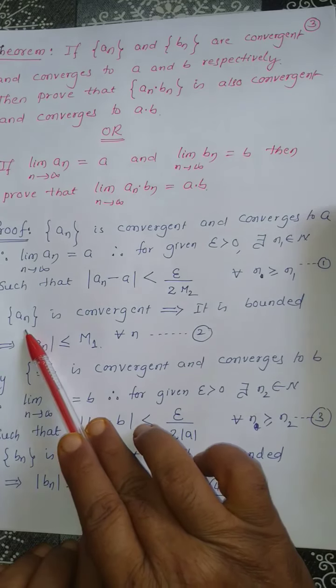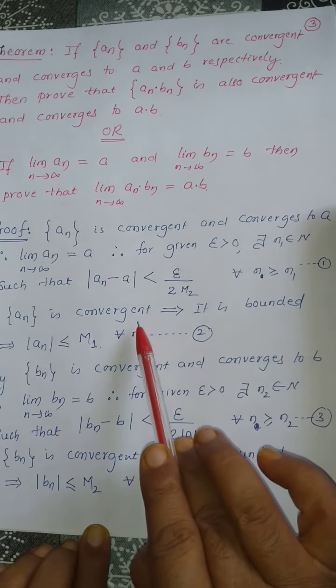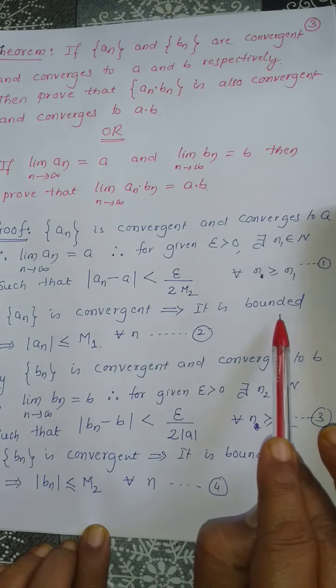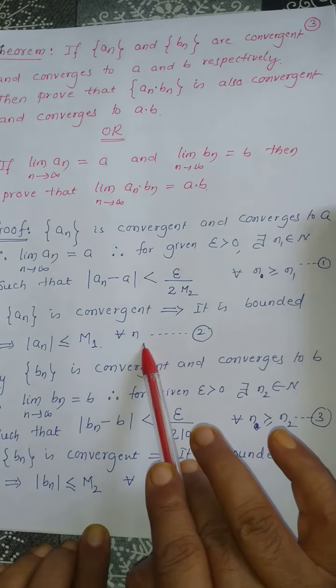So a_n is convergent, therefore it is bounded, because we have proved a theorem: every convergent sequence is a bounded sequence. Therefore |a_n| is less than or equal to m1 for all n.